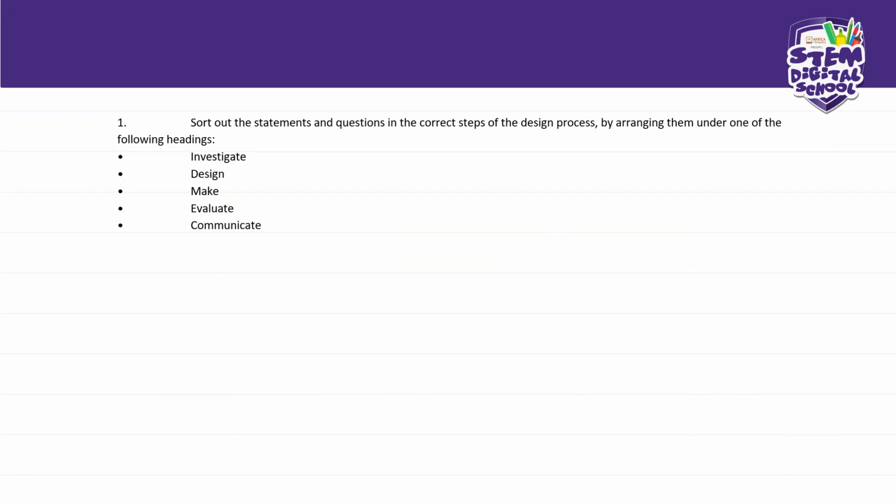Sort out the statements and questions into the correct steps of the design process by arranging them under one of the following headings: investigate, design, make, evaluate, and communicate. So you have to read the statements and arrange them in the order of the design process.